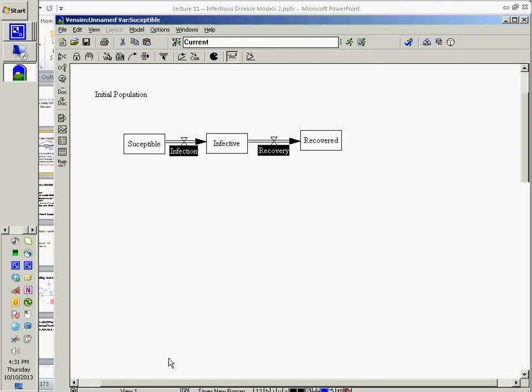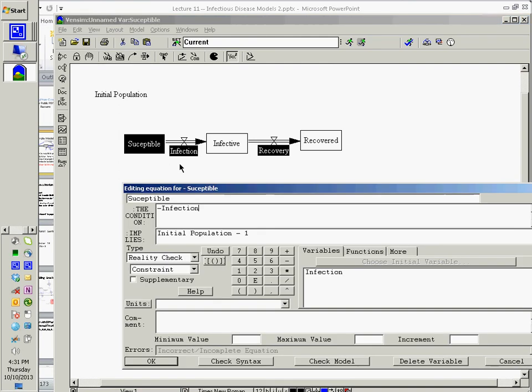So Sarah's getting started here. I had said do susceptible, so I'll. Okay. Oh man, I said this was a reality check. Okay. So I want this to be a level variable. Thank you very much. There we go.